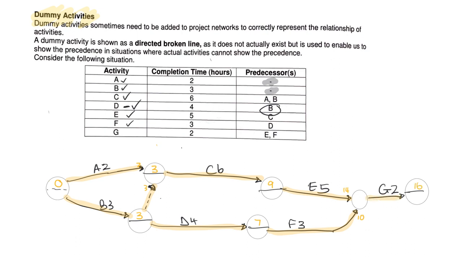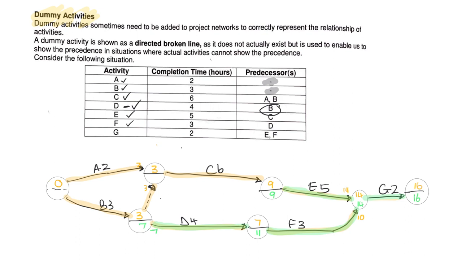Going backwards to do my latest start times. Latest this can start is 16. 16 minus 2 is 14. There's the 14 there. Okay. 14 minus 5 will give me 9. 14 minus 3 will give me 11. 11 minus 4 will give me 7.